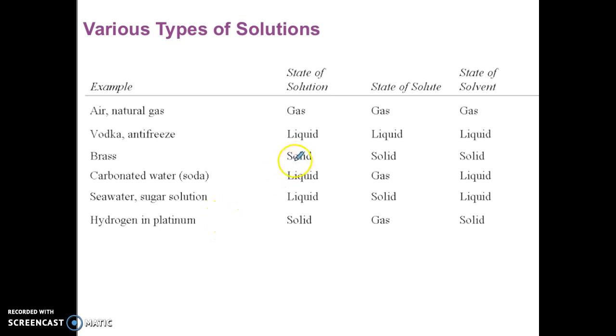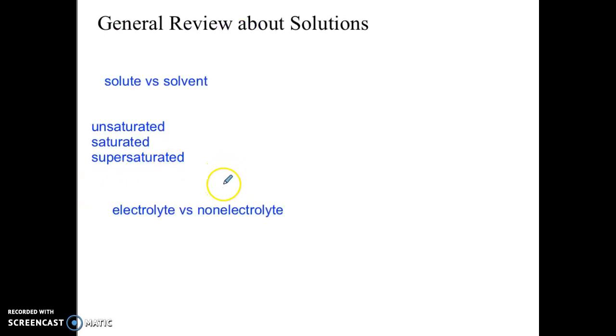You can have brass mixtures, which we know brass is a mixture of two metals, so those would be two solids. You could have a liquid-gas mixture, as in carbonated soda, and so on and so forth. So there's lots of different variations of what a mixture is. It doesn't have to be aqueous based, but if it is, then we know that the solvent is water. There are some general terms you should review about solutions: you should know what a solute is, you should know what a solvent is. Together they form the solution.